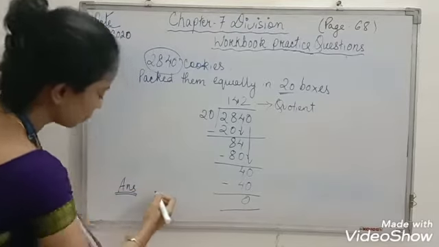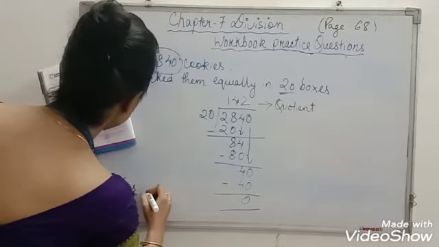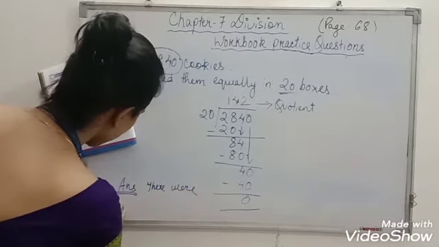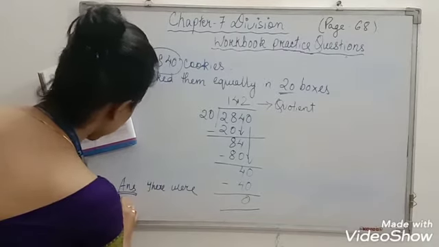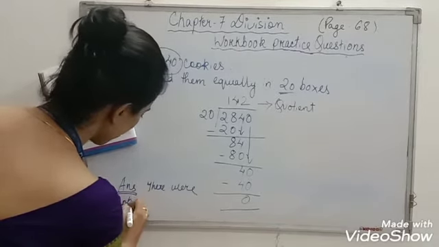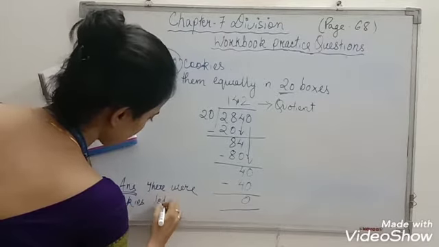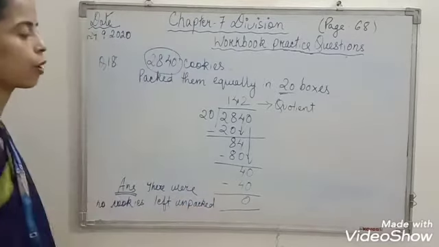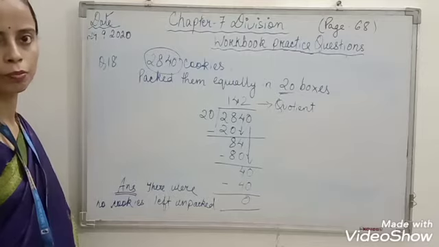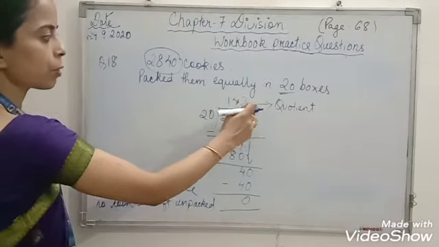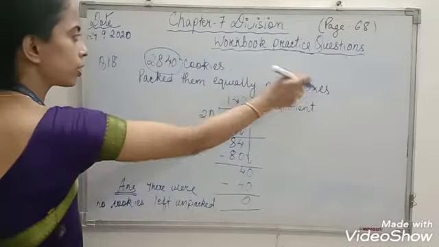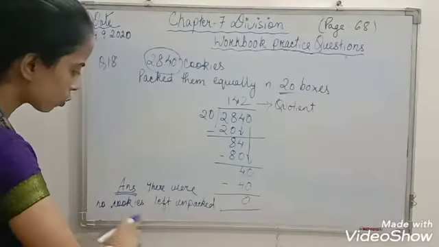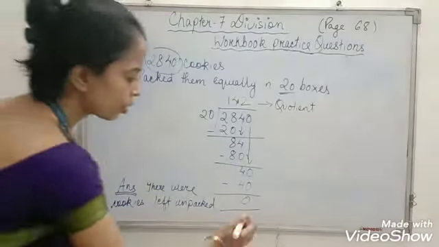So the answer, we are going to write that there were no cookies left unpacked. So this is how you have to find out. Alright, in one box how many cookies are packed? 142. So in 20 boxes, 2840 cookies are packed, and there were no cookies left unpacked because we did not find any remainder.